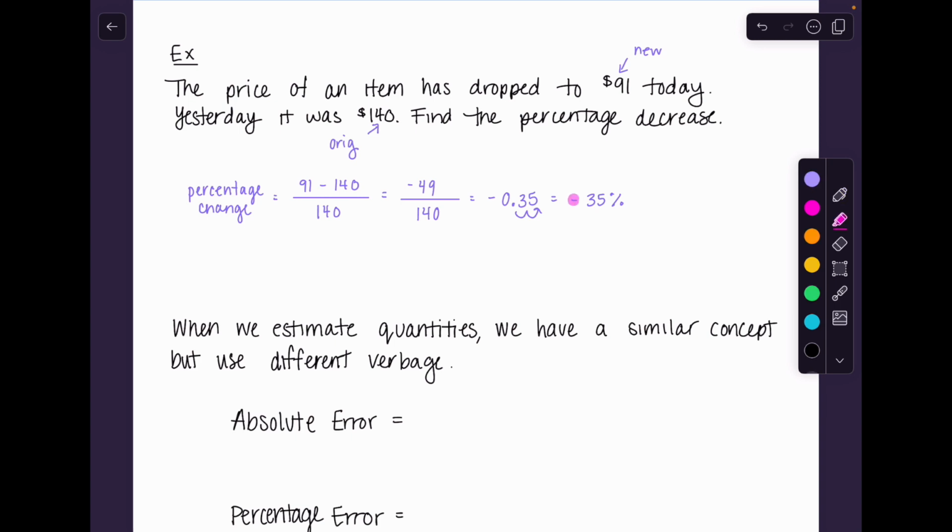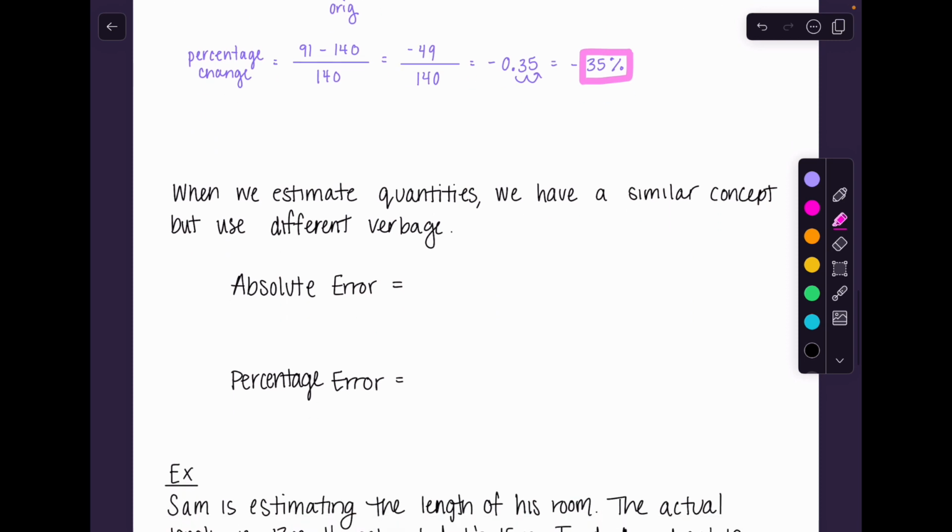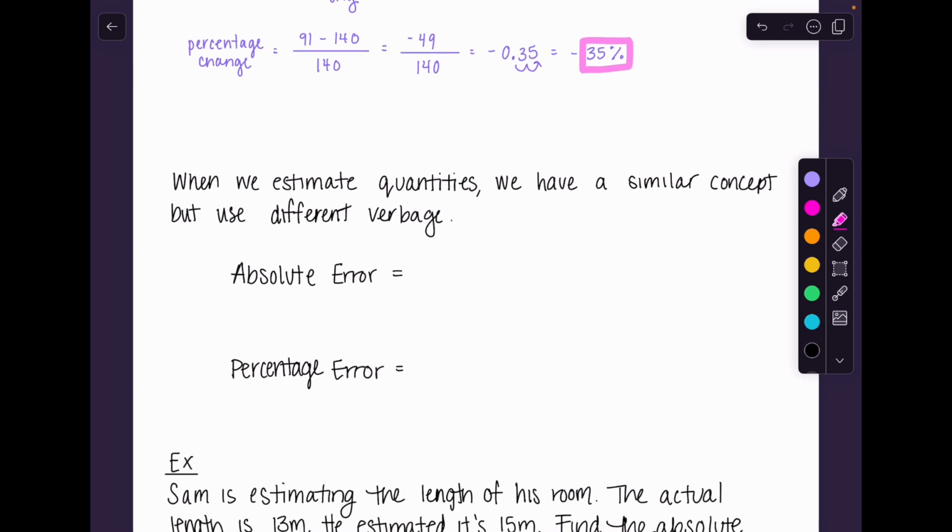And again, that's all that minus sign is telling you. It's a decrease. So just pay attention in your homework to the words that I use. It will indicate whether you need to put the minus sign or whether you don't need to. You just skip it, because this is specifically asking for the percentage decrease. You would just have to enter that 35%. Okay. So that's our concept of relative change or percentage change.